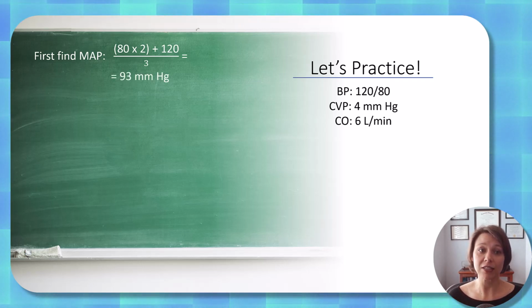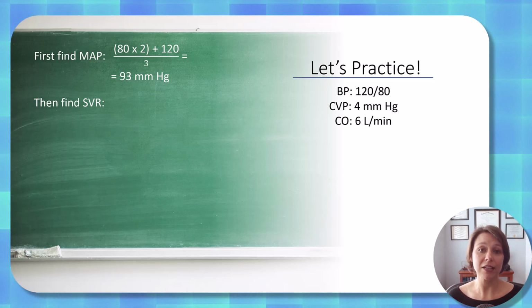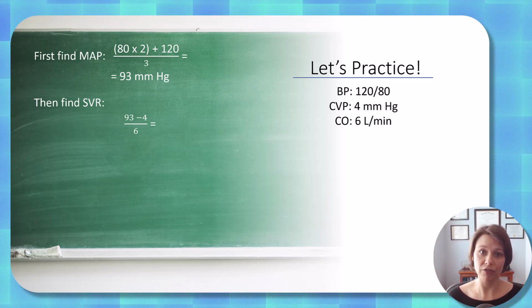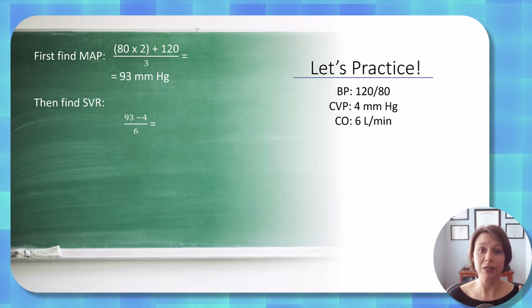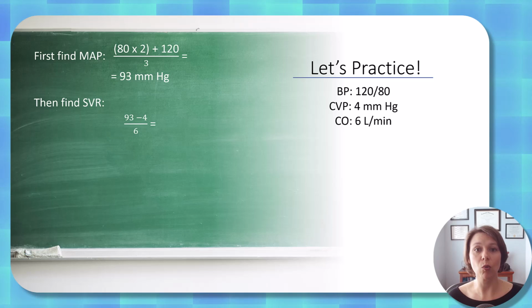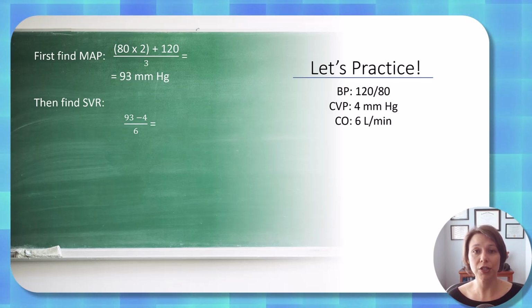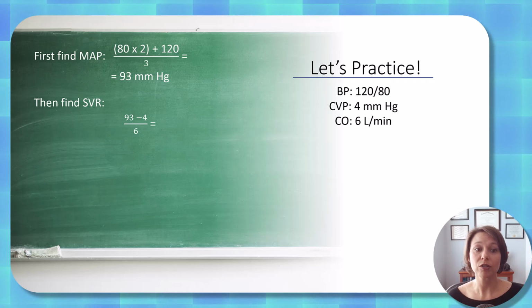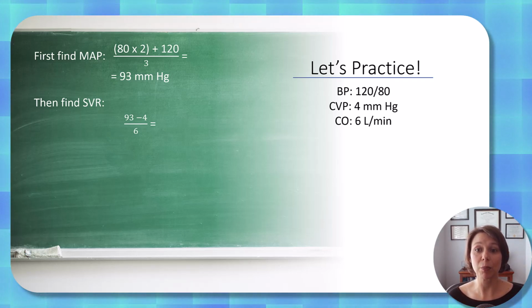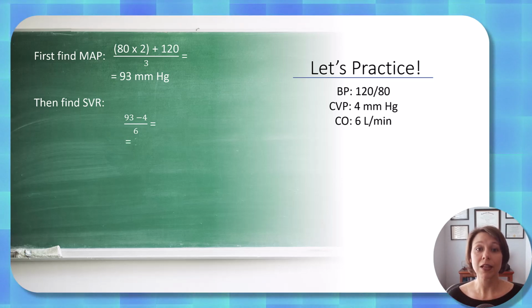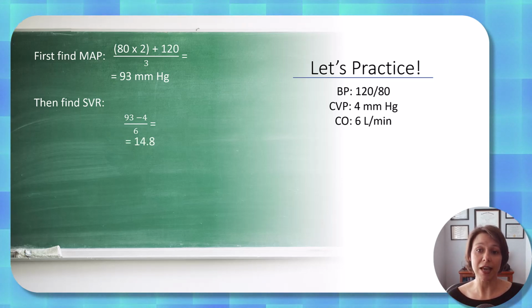Then from there, we can find SVR. Remember, to find SVR, I need to start at the start of the system, which is mean arterial pressure of 93. Then we subtract out where we ended, which is right atrial pressure, the same thing as CVP. That's going to be 4. So 93 minus 4, and then we divide that answer by 6, our cardiac output. That's going to give us 14.8.